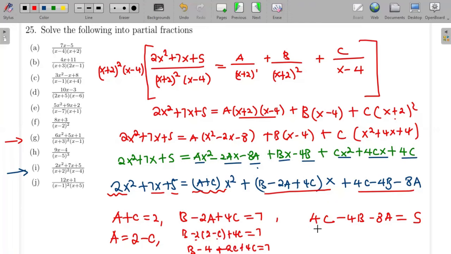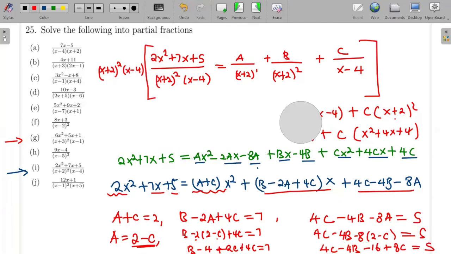We come to this one, that will be 4C minus 4B minus 8, and then the A is 2 minus C, which we made there. So that will be equal to 5. So we have 4C minus 4B, and then 8 multiplied by 2, that will be minus 16, minus 8 multiplied by minus C, that will be positive 8C is equal to 5. Okay, so that is what we have there.